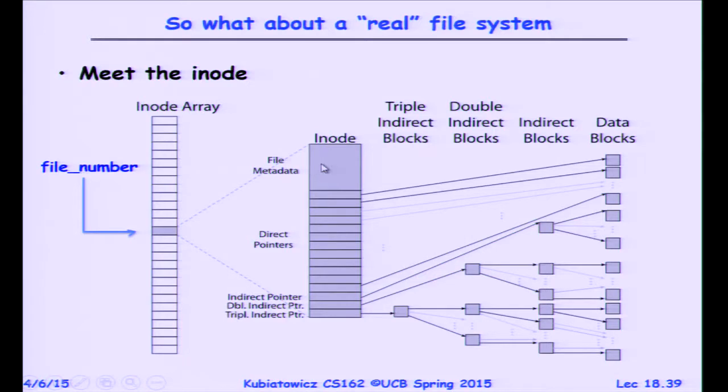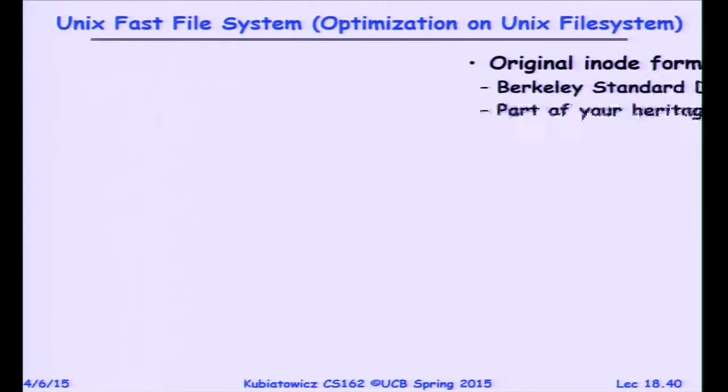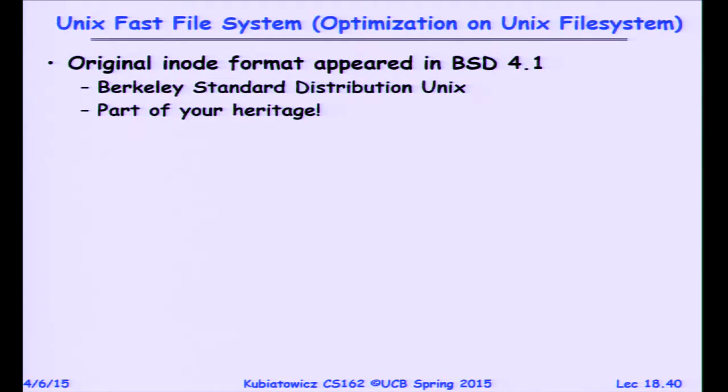In that inode, describing the file is everything like its metadata, permissions. Can you read it? Can you write it? When was it last written? All that stuff, plus pointers to a bunch of blocks. That's an inode. Okay? And we'll talk about what these things are. But the Unix fast file system, which became basically ext 2 and 3 and is used by lots of people in BSD and in Linux, basically was the original inode format. It appeared in BSD 4.1.